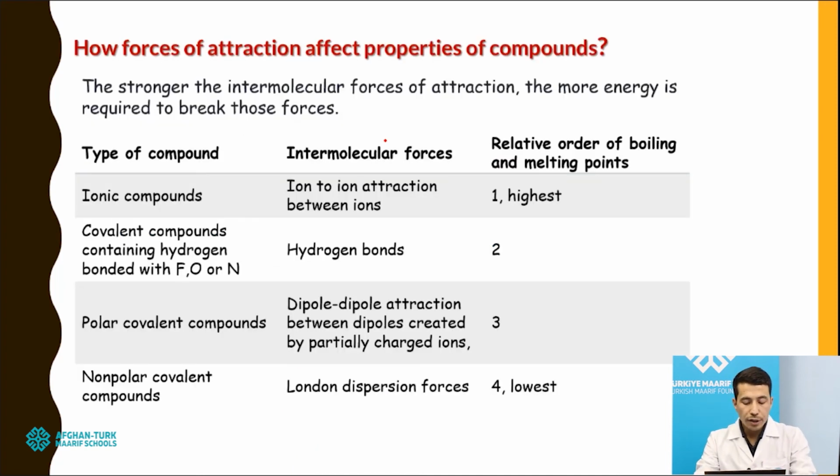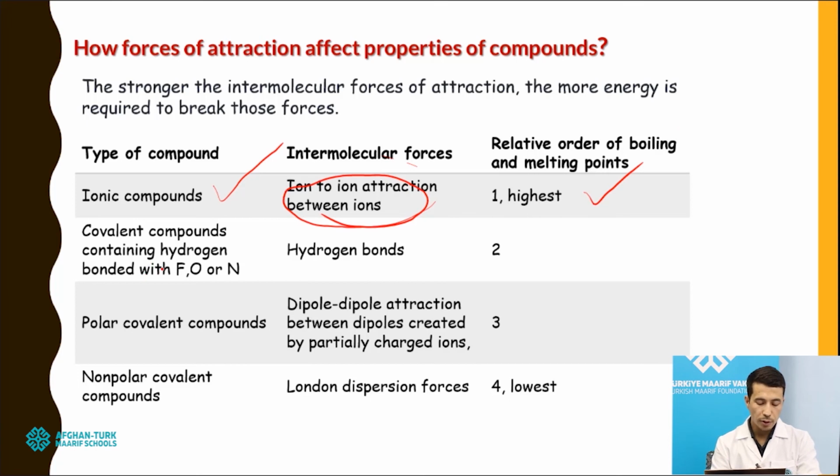Okay, students, how do forces of attraction affect the properties of compounds? Let me show you a very simple example. In ionic compounds, there will be ion-ion interaction, and they have the highest melting and boiling points. The next one is covalent compounds containing hydrogen bonded with fluorine, oxygen, and nitrogen, or as I told you in short form, FON. So there is a hydrogen bond, and in the relative order of boiling and melting point, its turn comes after ionic compounds.